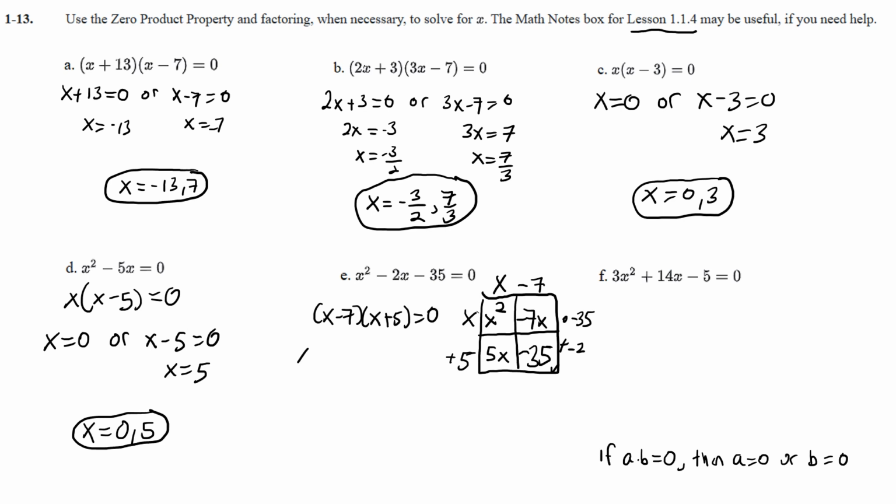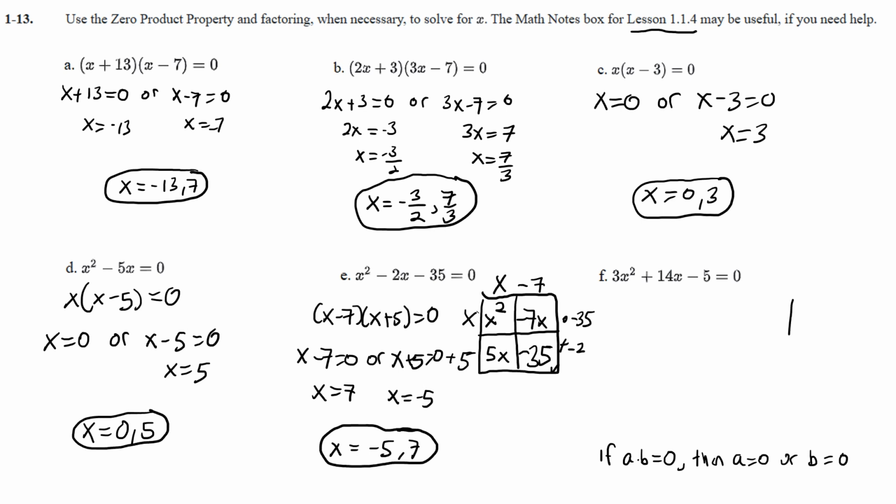Then I can use the zero product property to set each of those factors equal to 0. What minus 7 gives you 0? Well, that's positive 7. What plus 5 gives you 0? That's negative 5. So my answers are negative 5 and 7. Okay, last one. So I'm going to make another square over here.